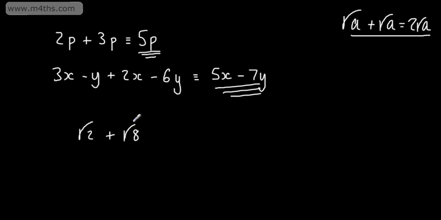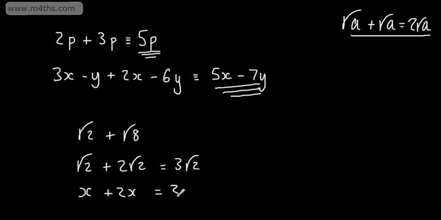What we've seen in a previous video though is that we can write the root of 8 as 2 root 2. So what we have then is the root of 2 plus 2 lots of the root of 2. So if I've got now 1 lot of root 2 plus 2 lots of root 2, that gives me 3 lots of the root of 2. In the same way, if we had x plus 2x, this is going to give us 3x. It doesn't suddenly become 2 lots of 4. We're simply collecting like terms after we've simplified. So the root of 2 plus the root of 8 gives us now 3 root 2.